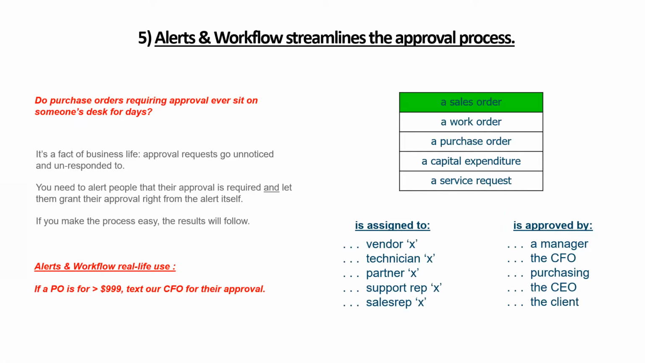Well, if you take a look at our real life example here, if a PO is due for greater than $999, text the CFO for their approval. So again, sometimes it's just that tickler, just the reminder that, hey, I need to go out and approve this thing to keep things moving forward. So if there are workflows within your system, you can watch for those things that aren't happening and send the tickler out to the person who needs to do that.